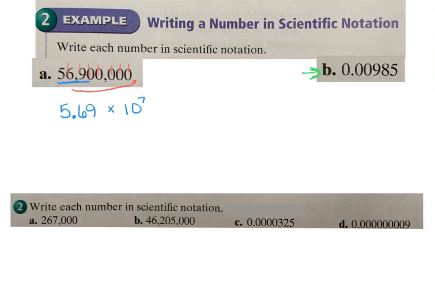Where does it need to be in order for me to have it in scientific notation? Between the 9 and the 8. How many places do I have to move it to get it there? 3. So I'm going to say 9.85 times 10, and because it started out as a small number, this is going to be to the negative third. So do those really quickly.